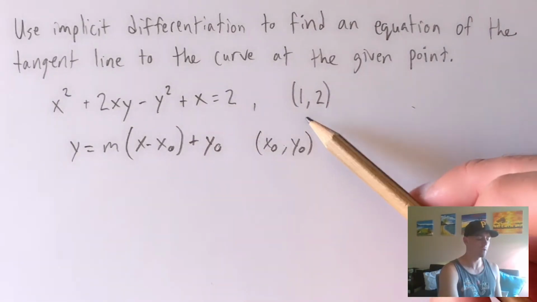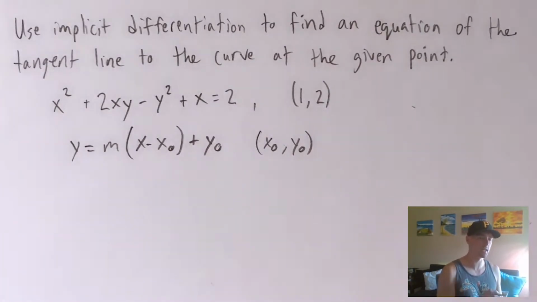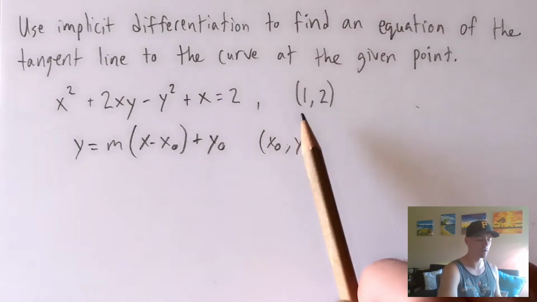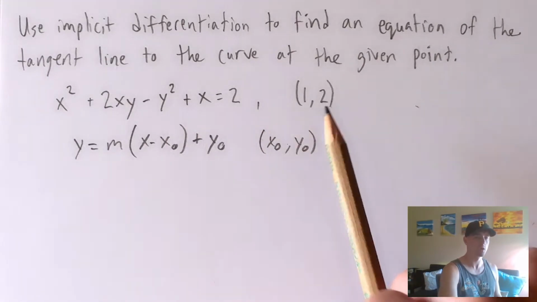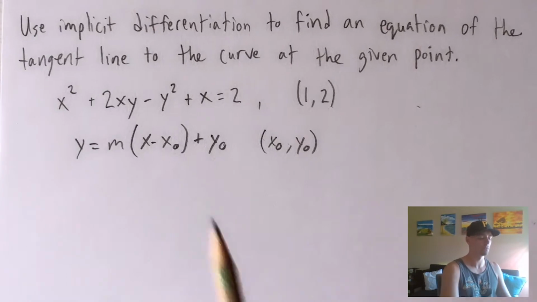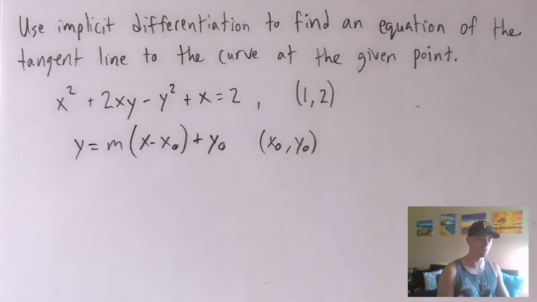So since it's already given that the tangent line has to go through this point and be tangent to our curve at that point, we basically know right off the bat that x0 and y0 are going to be 1 and 2. x0 will be 1, y0 will be 2. But what we need to figure out now is the m, the slope. In this general form of a line, m is your slope, where x0, y0 is some point it goes through. So the slope, we need to figure that out by using implicit differentiation.